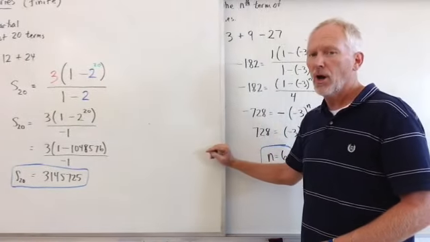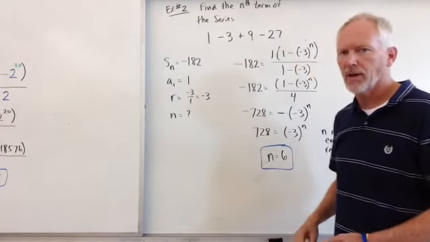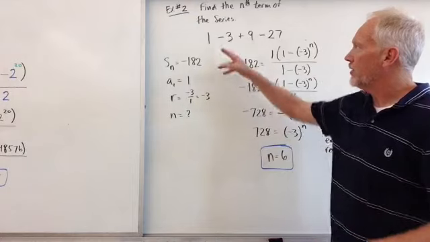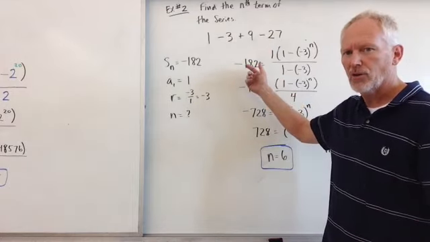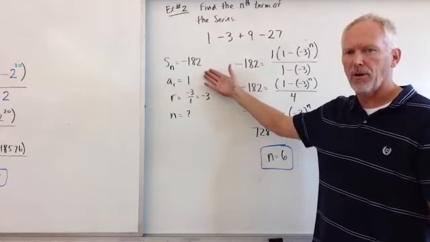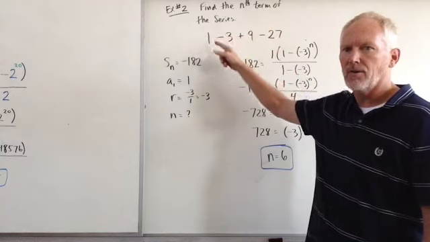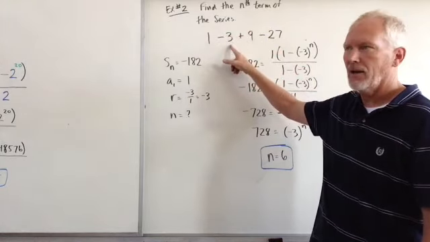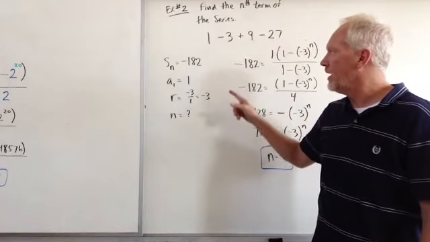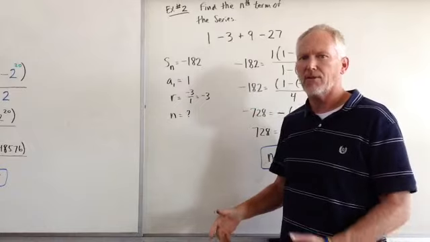Let's say we don't know the number of terms. We know there's a series, and we know it's geometric, but we don't know n. We do know a couple of other things, though. They gave us: find the nth term of the series 1 minus 3 plus 9 minus 27, and S sub n is equal to negative 182. That's what they gave us.